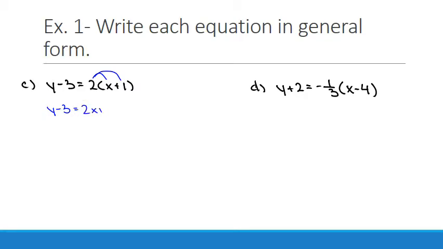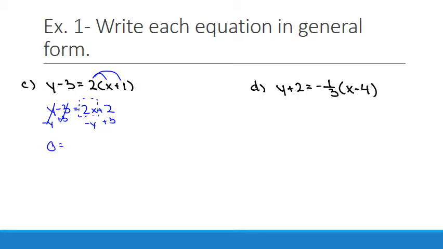Equals 2x plus 2. Now we're going to start shuffling everything to one side or the other. Again, the x is positive where it's at. So I'm saying let's leave it there and bring everything to it. I'll subtract y. And I have to add 3. So remember, we always do the opposite to move something to the opposite side.